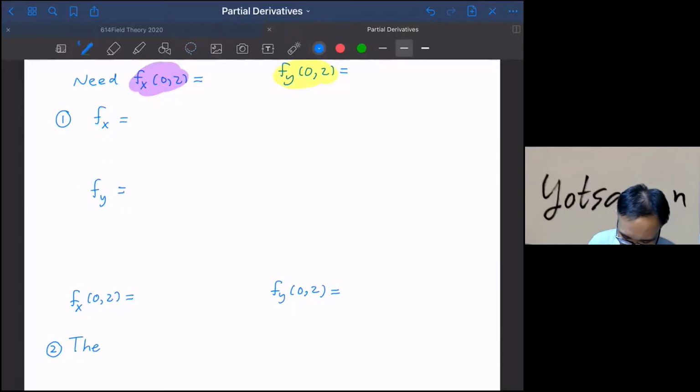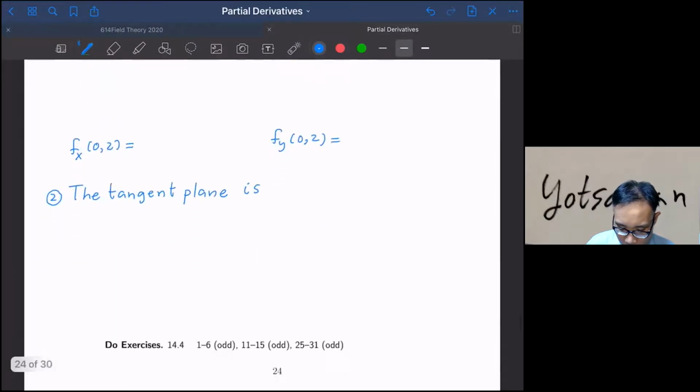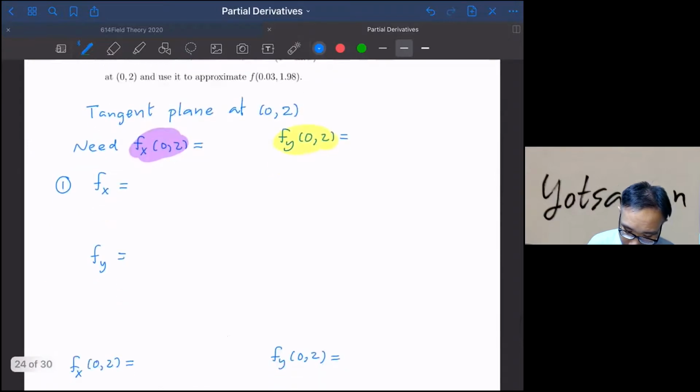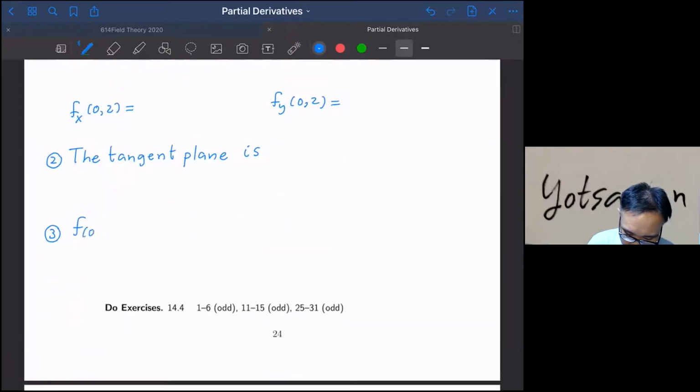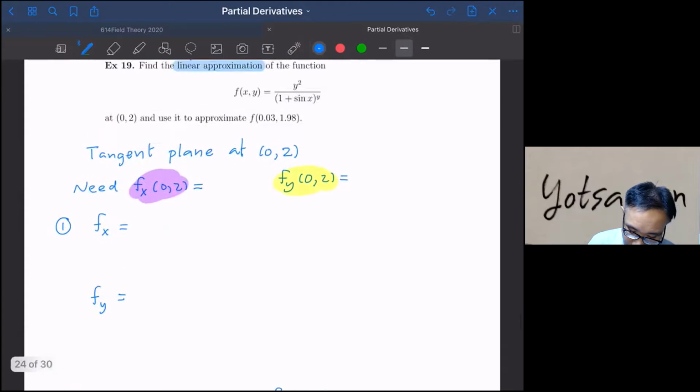So you have the tangent plane will be, okay? And then the third step will be you need f at 0.03, 1.98. Okay, so this guy will be about that tilde that you're gonna plug into the tangent plane. So when you have the tangent plane, let me find that for you.